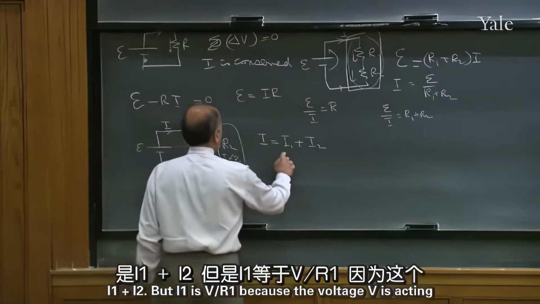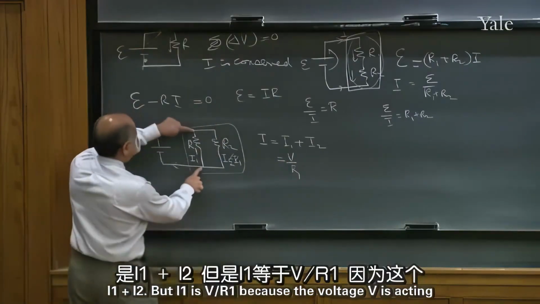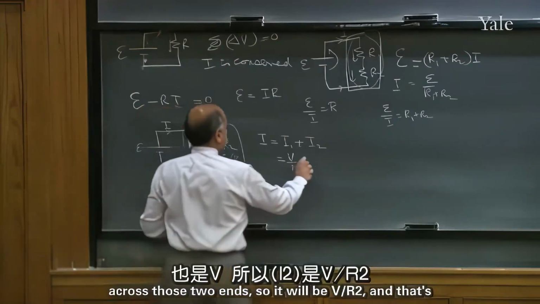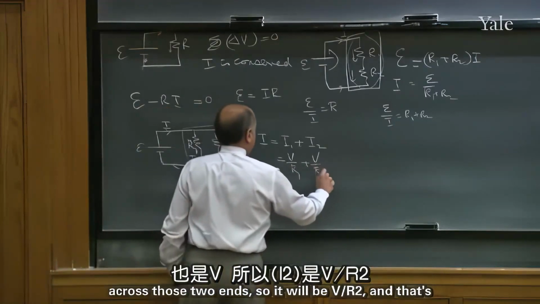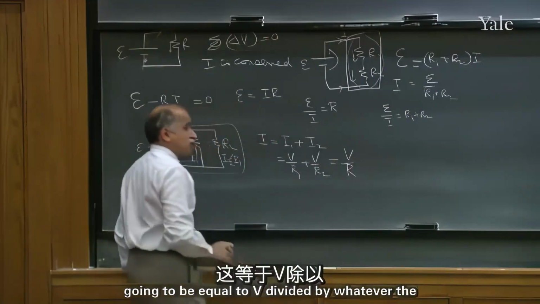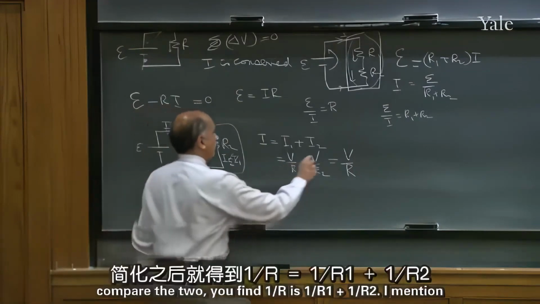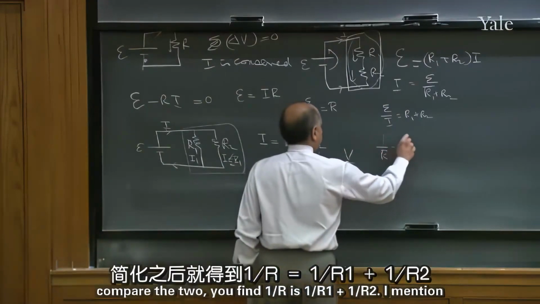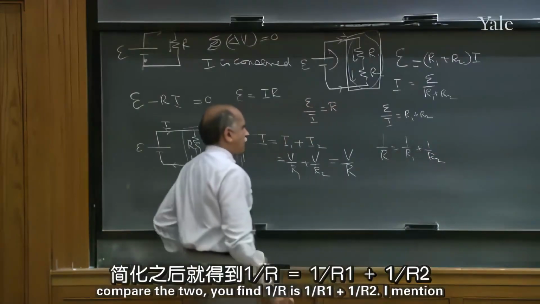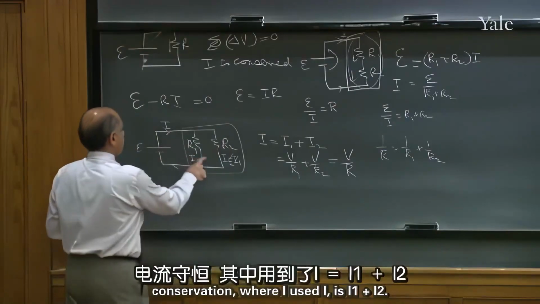But I1 is V divided by R1 because the voltage V is acting across these two ends. The voltage V is also acting across those two ends. So it will be V over R2. And that's going to be equal to V divided by whatever the resistance inside the box is, by definition. If you compare the two, you find 1 over R is 1 over R1 plus 1 over R2. I mentioned this just to tell you that it comes from current conservation, where I used I is I1 plus I2.